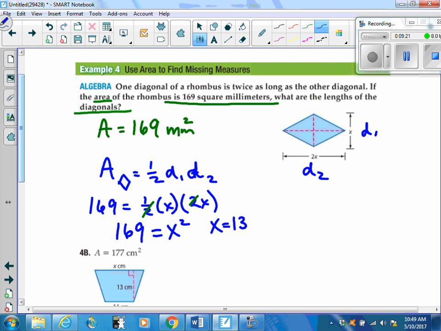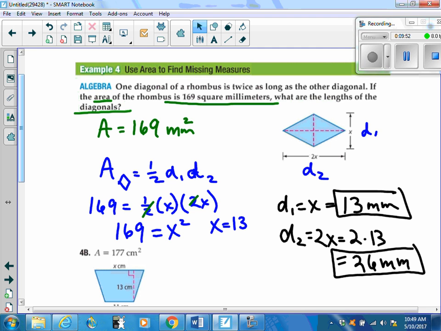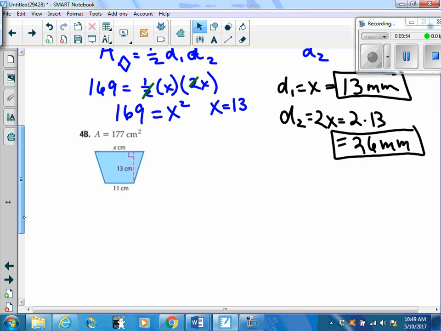So I can substitute in for my diagonals. If diagonal 1 is equal to x and x is 13, then diagonal 1 is 13 millimeters. And diagonal 2 is 2x. So when I substitute, I get 2 times 13, which is 26 millimeters. So there are my two diagonals, 13 millimeters and 26 millimeters.